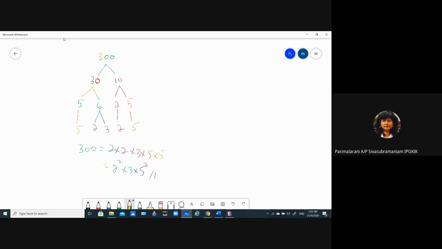So you may start with any other. You can even start with 2 times 150. It doesn't matter how your factor tree starts, as long as the last row are all prime numbers and you get the correct answer. So this is prime factorization. We have already looked at both the methods. The first method is with doing division.